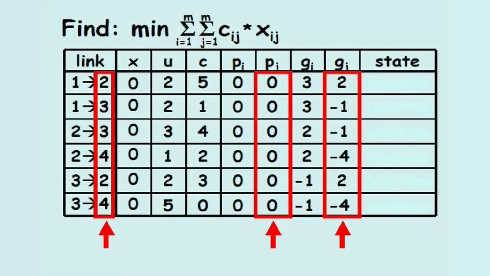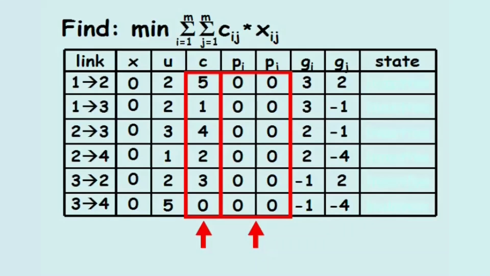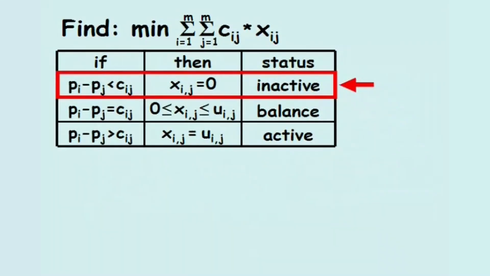The state of each link can be determined based on the link cost, C, and the dual variables, Pi and Pj. If Pi minus Pj is less than Cij, then the link is inactive and the flow is 0. If Pi minus Pj is greater than Cij, then the link is active and the flow is at its upper limit. If Pi minus Pj equals Cij, then the link is in balance and the flow can range between its lower and upper limits.